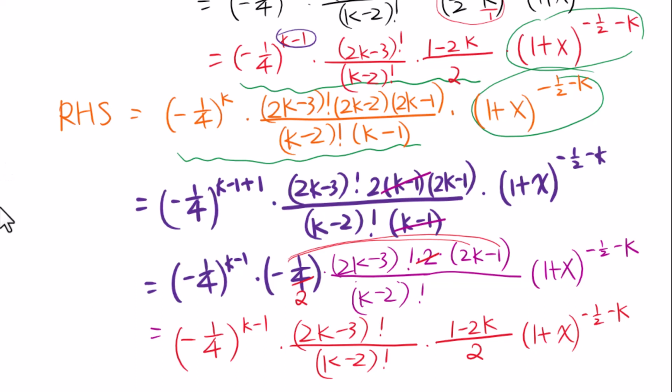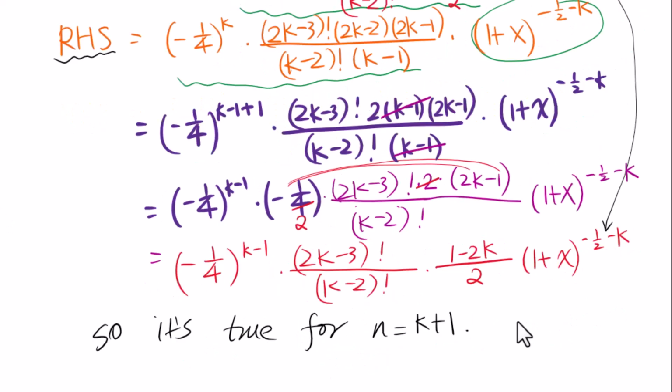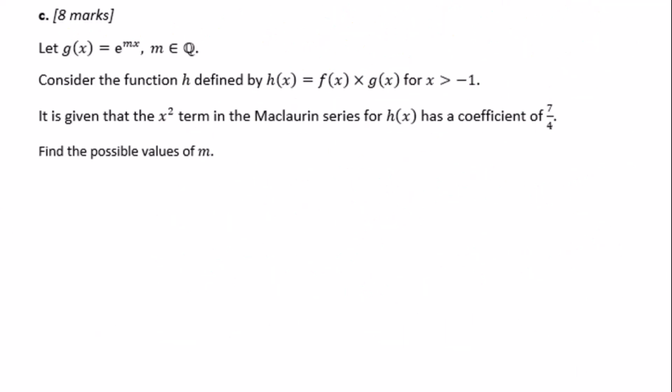You could say right-hand side and left-hand side, we get exactly the same algebraic expressions, which means it's true for n equals k plus 1. We finish proving. Let's go to C.